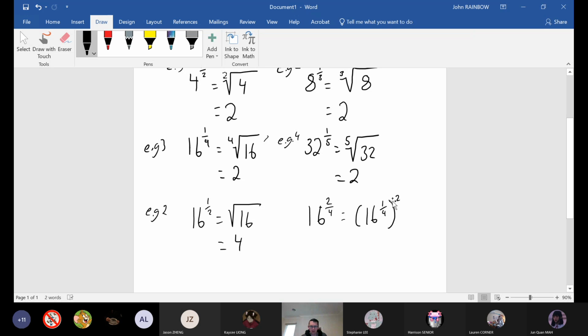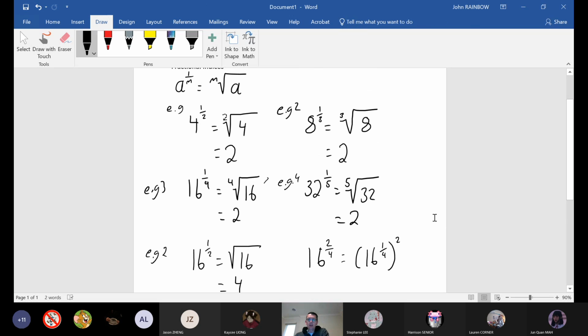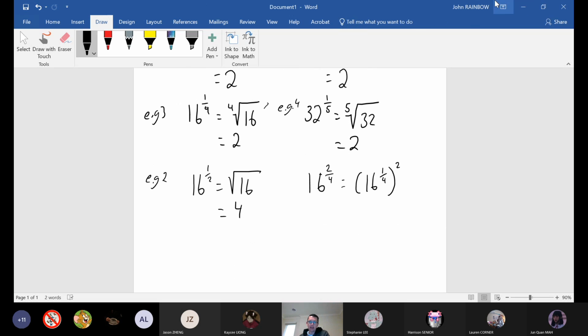Okay, so when you've got this rule here, you've just taken out that. Now, because it has a numerator of 1, we can actually do the 4th root of that. So that is going to be the 4th root of 16 all squared. And that means it's 2 squared, which equals 4.